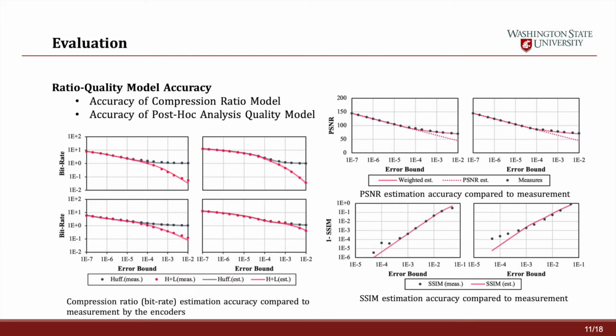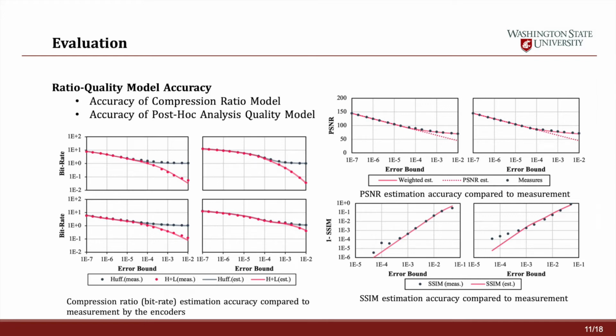And here for the evaluation section, we first demonstrate our model accuracy. In all the figures here, the solid line is our prediction and the dots are the actual experimental results. On the left-hand side is the compression ratio accuracy. There are two colors, blue and red. The blue line means Huffman encoding only, and the red line means Huffman encoding plus lossless encoding after it. So you can see in both situations, our estimation is very accurate compared with experimental results.